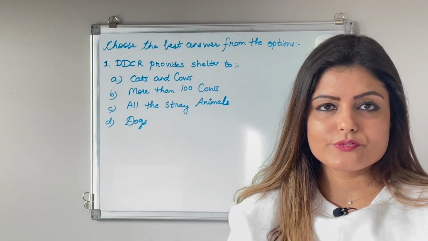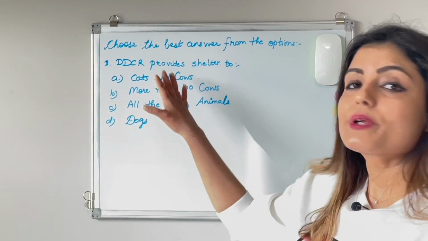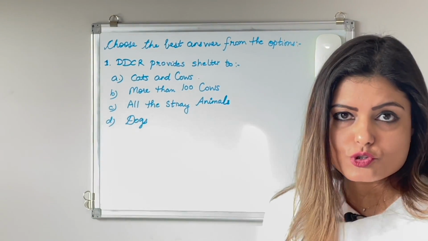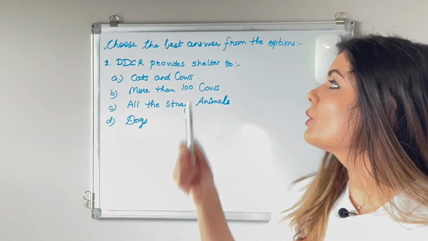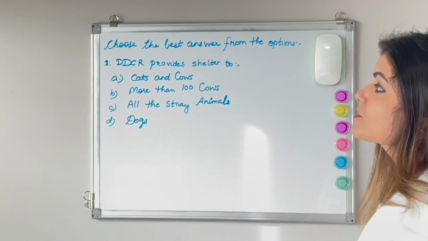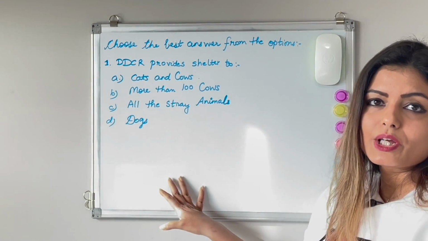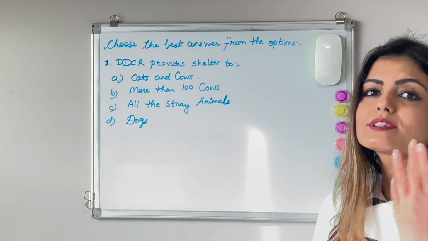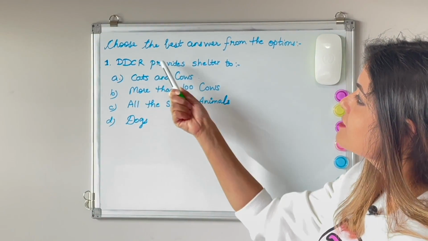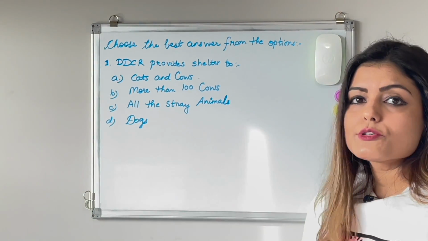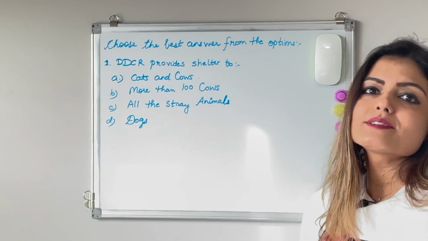Now let's look at the first question. Before reading the question, let's look at the instructions. Choose the best answer from the options, which means we are only allowed to choose one answer out of the given options, which also means that only one answer would be correct. After reading the instructions, now we are going to read the question. DDCR provides shelter to. Now, if you can see here, there is no question mark. So this is not a question, but a statement.